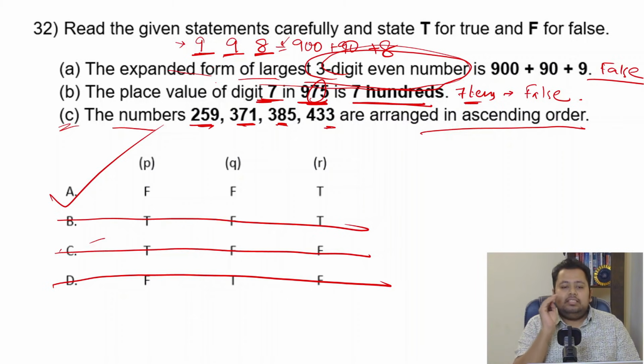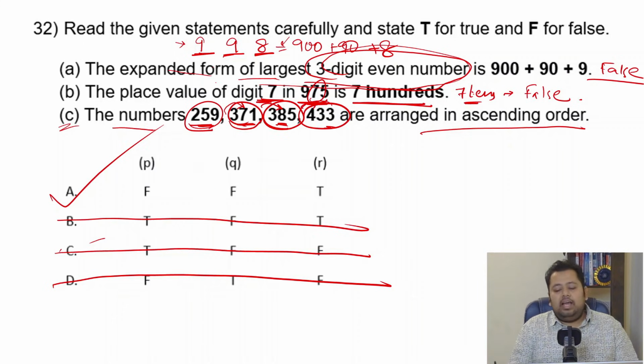So are the numbers arranged in a way wherein the lowest number comes first and the highest number comes at last, and it is growing, so it is in ascending order? It's true, right? 259, then comes 371, which is the next highest number, then comes 385, which is again the next highest number, and then comes 433, which is the next highest number. So option A is the correct answer.